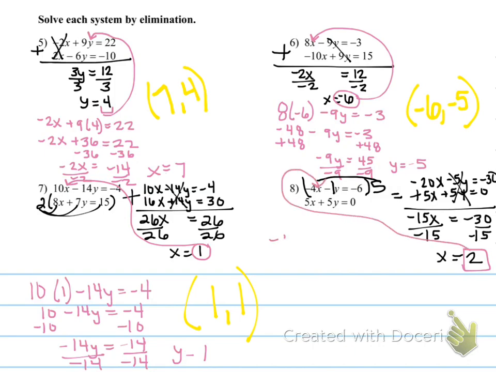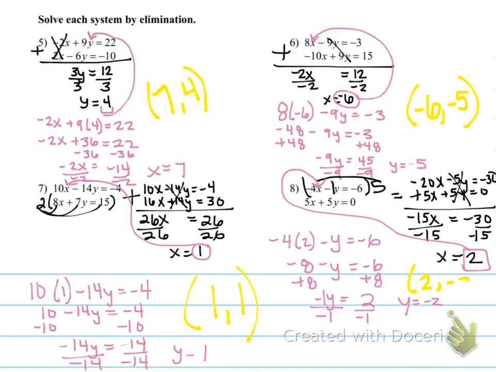All right, so I got negative 4 times 2 minus y equals negative 6. Negative 4 times 2 gets me negative 8 minus y equals negative 6. Add that 8 over. So I got negative y equals 2. But I'm not done because I got to get rid of that negative in front of y. So divide by negative 1, and y equals negative 2. So my final answer for this problem is, well, let's see, 2, negative 2.